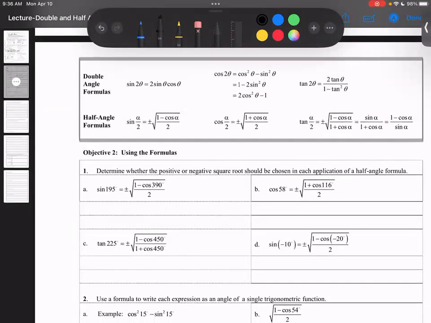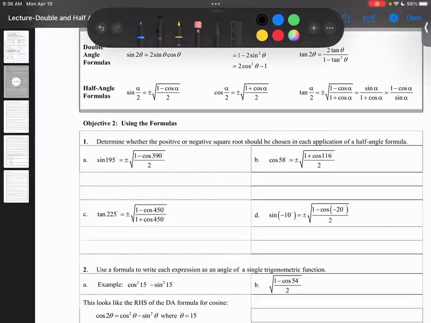Determine whether the positive or negative square root should be chosen in each application of a half-angle formula. Sine of 195 degree. Don't write this down. 195 degree is the same thing as 390 degree divided by 2. So alpha is 390. But don't write that down. I'm not interested in that. I want you to tell me what quadrant it should be, so I can choose whether my sine is going to be positive or negative. 195, what quadrant will it be? Third, right? So is it going to be positive sine or negative sine? Negative sine, right? So I should choose negative.